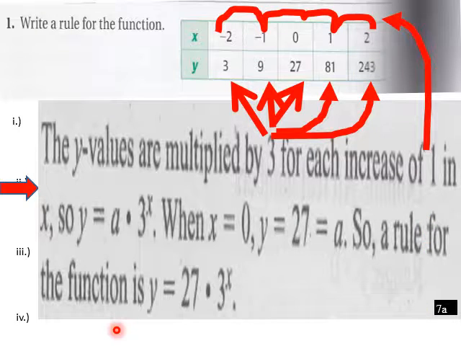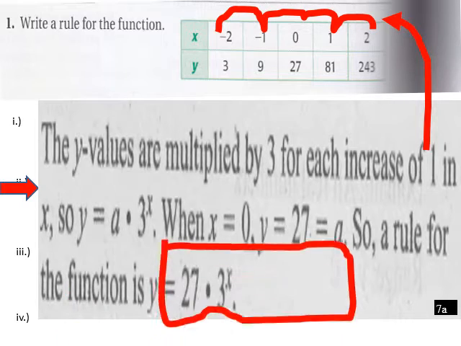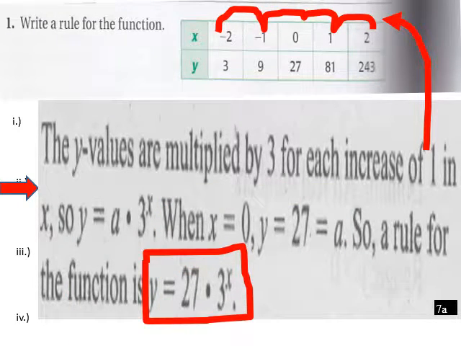And then those are increments of 1. So each increase of 1. So y equals a times 3 to the x, and 27 is a, and that's how we got this, okay? Now try yours, students. Try your independent practice.